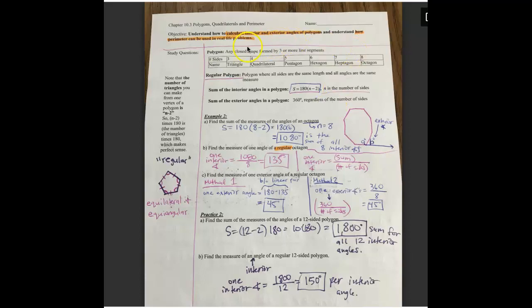Just going to do a quick explanation of what's going on with these notes. You see the title here, Polygons, Quadrilaterals, and Perimeter. So we'll just start with, well, let's see what it says here. Understand how to calculate interior and exterior angles of polygons, and understand how perimeter can be used in real-life problems. So your two main objectives.